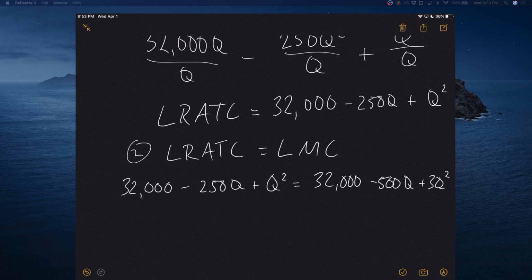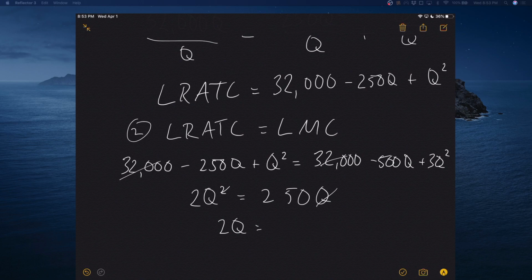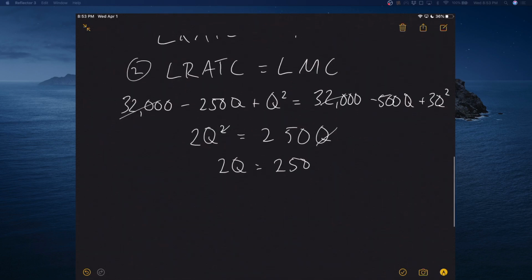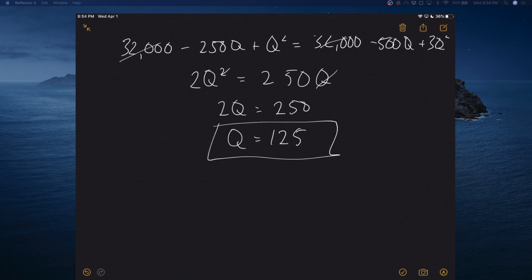Now we're just going to do some simple algebra. These 32,000s will cancel out. You can move the Q squared over, so we're going to end up with 2 Q squared equals 250 Q. You can divide by Q, so we're going to have 2Q equals 250. So Q equals 125.